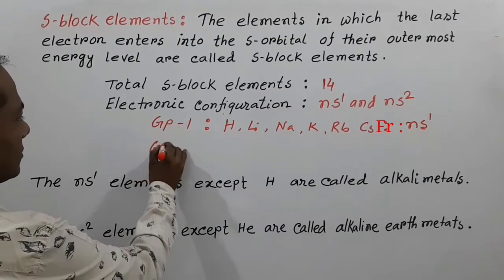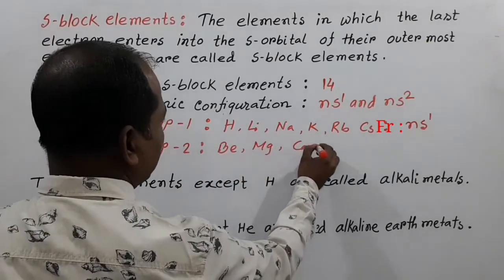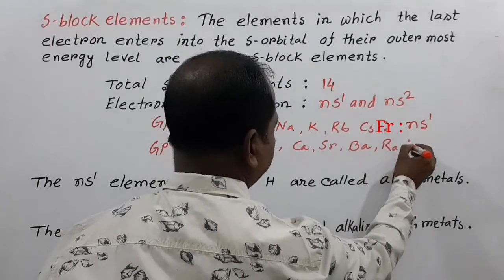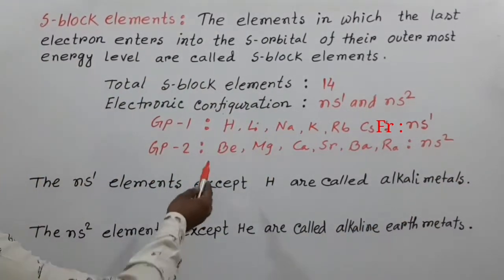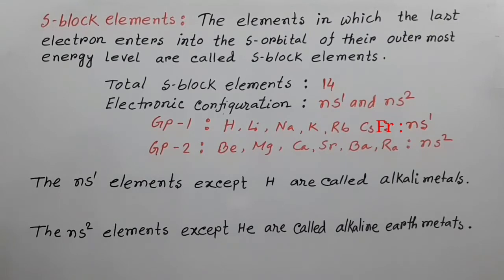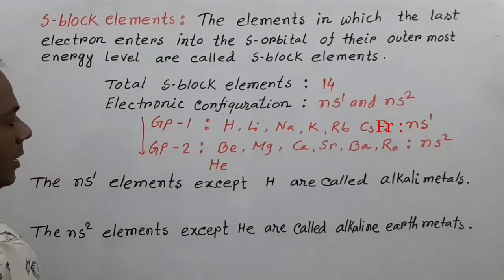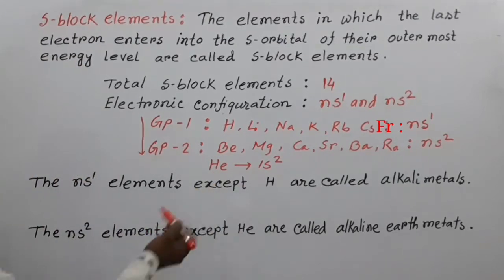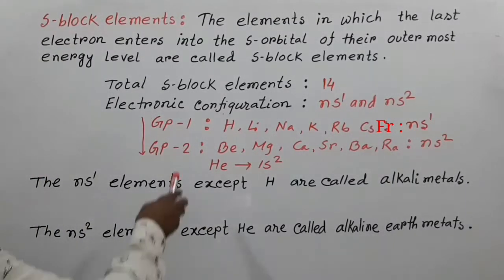Similarly, group 2 elements here are beryllium, magnesium, calcium, strontium, barium, and radium. Their general electronic configuration is ns2, because their last electron enters into the s orbital, and that's why group 1 and 2 elements are known as s block elements. And similarly helium, which is present in group number 18, has electronic configuration 1s2, that's why helium is also an s block element, and in total 14 elements in the periodic table are s block elements.